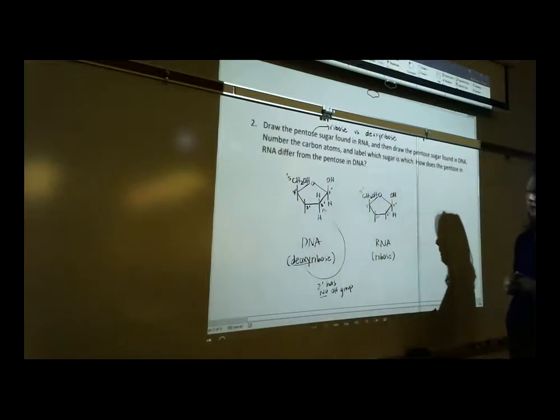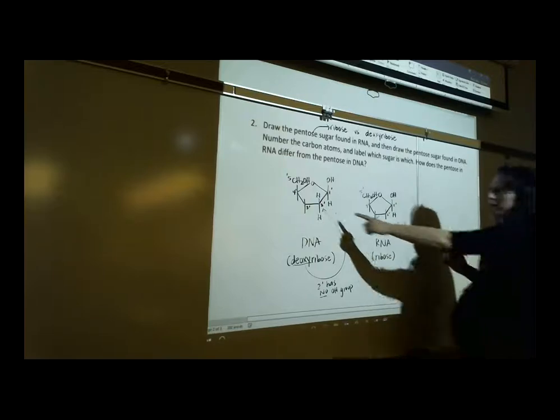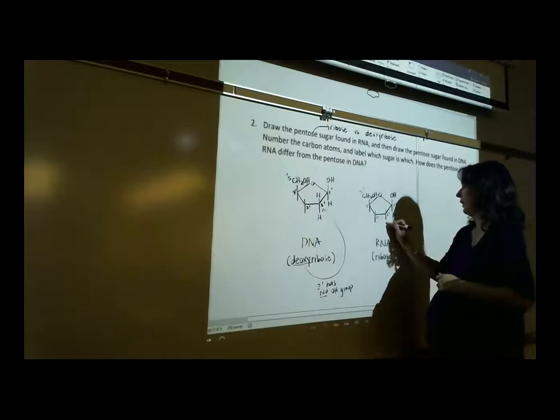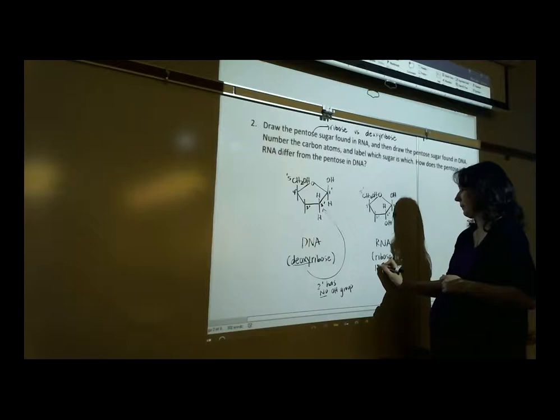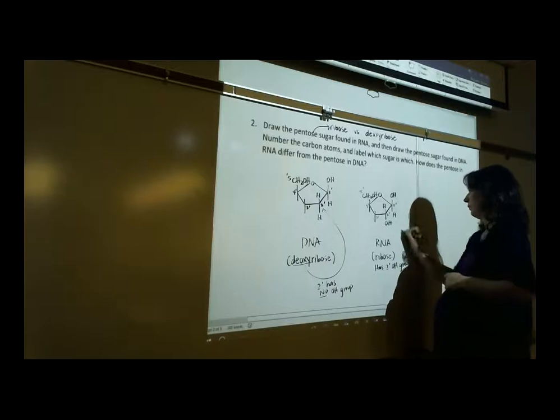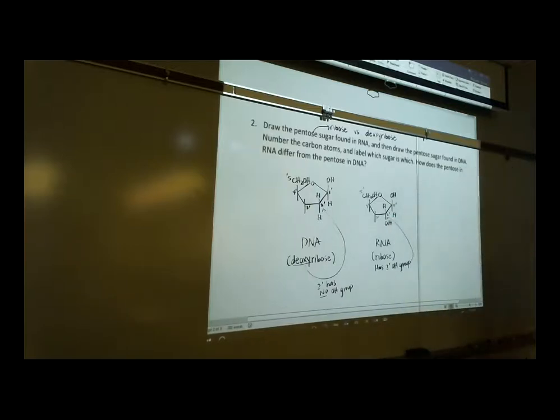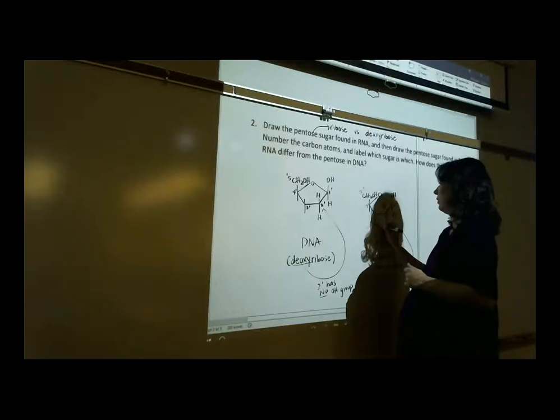Right? In DNA, it's got deoxyribose. That means there's no OH group on the second carbon. Whereas in RNA, it does have that OH group. Okay, so that's the big difference. Deoxyribose versus ribose. And then the rest of it's the same.